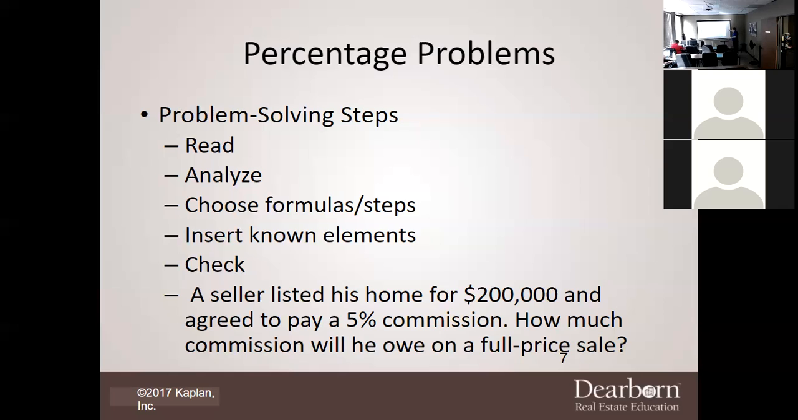Again, the next one, with this being math, you would want to look at your formulas, knowing what your formulas are. And again, it's not that difficult. Like I said, coming down here at the bottom, a seller listed his home for $200,000 and agreed to pay a 5% commission. How much commission will he owe on a full price sale?